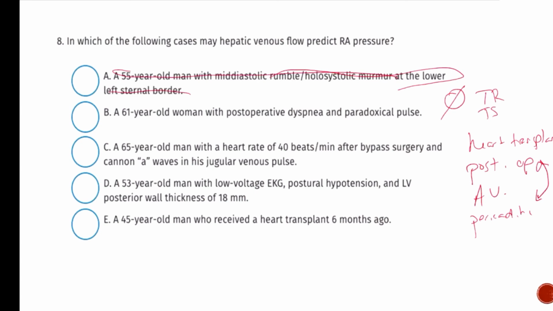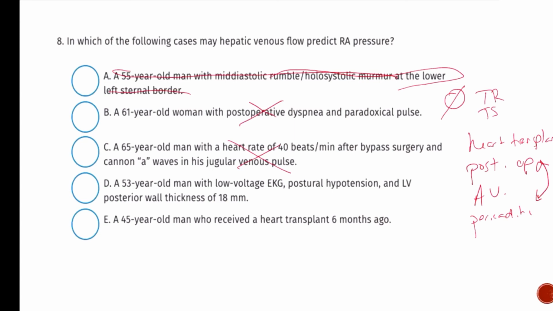Post-operative dyspnea and paradoxical pulse. What is this related to? This is pericardial compression syndrome, right? This is related to pericardial inflammation post-operatively. So not reliable. 40 beats per minute after bypass surgery and cannon A waves in the jugular pulse. No? Good. Low voltage EKG, postural hypotension, LV posterior wall thickness of 18 millimeters.